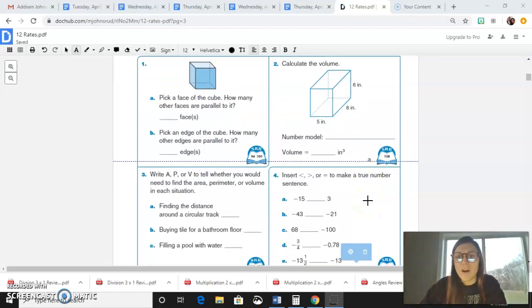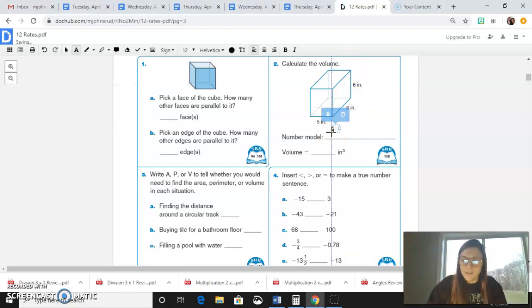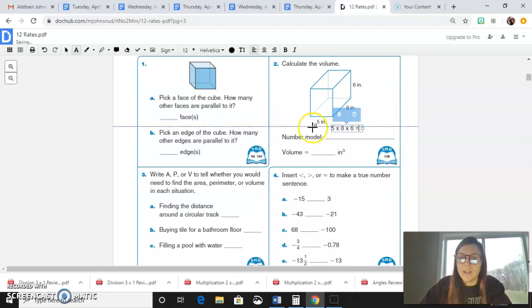Number 2, calculate the volume. Remember, volume, you just do length times width times height. Here's your length, here's your width, here's your height. For this equation, you would do 5 times 8 times 6. You would figure out 5 times 8, and whatever that is, you times it by 6 to get your volume.